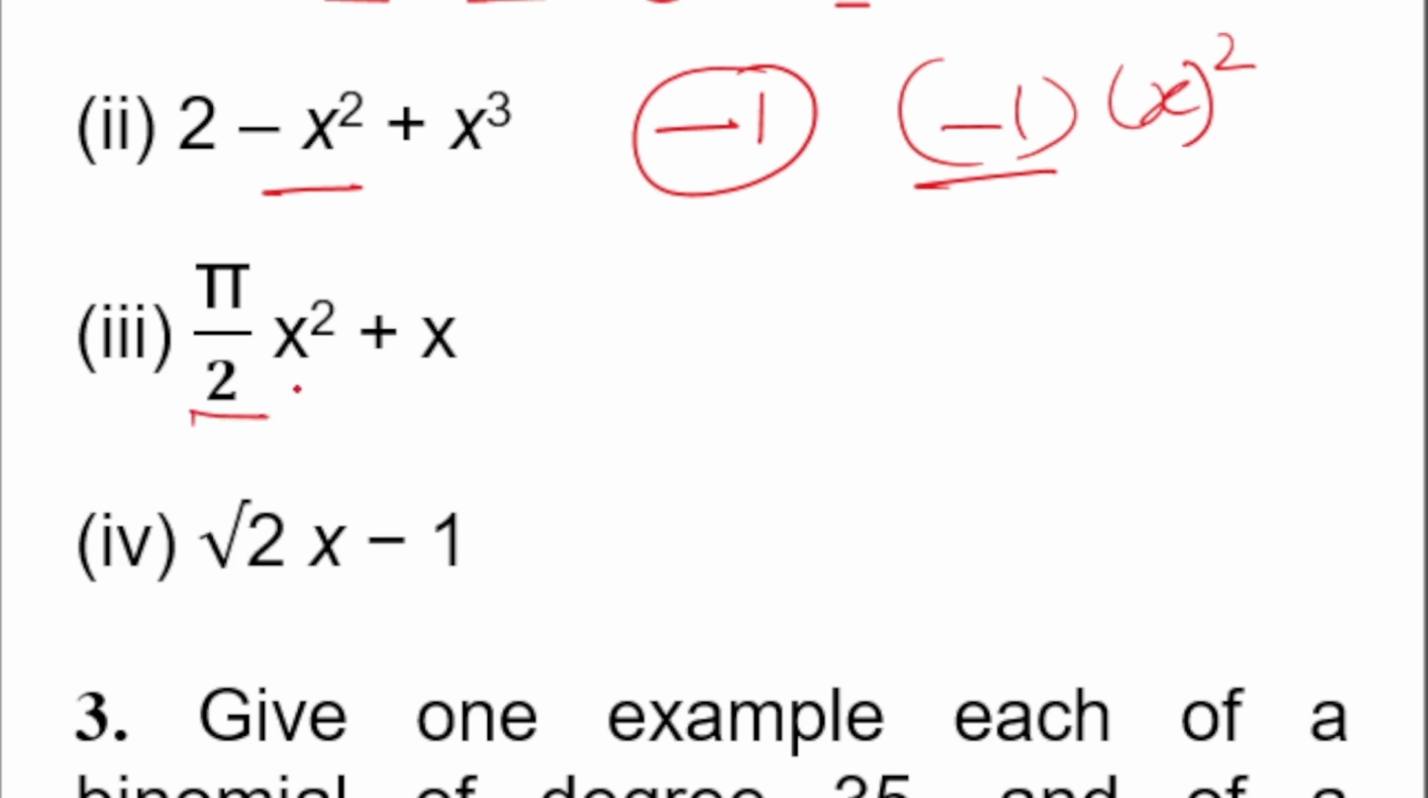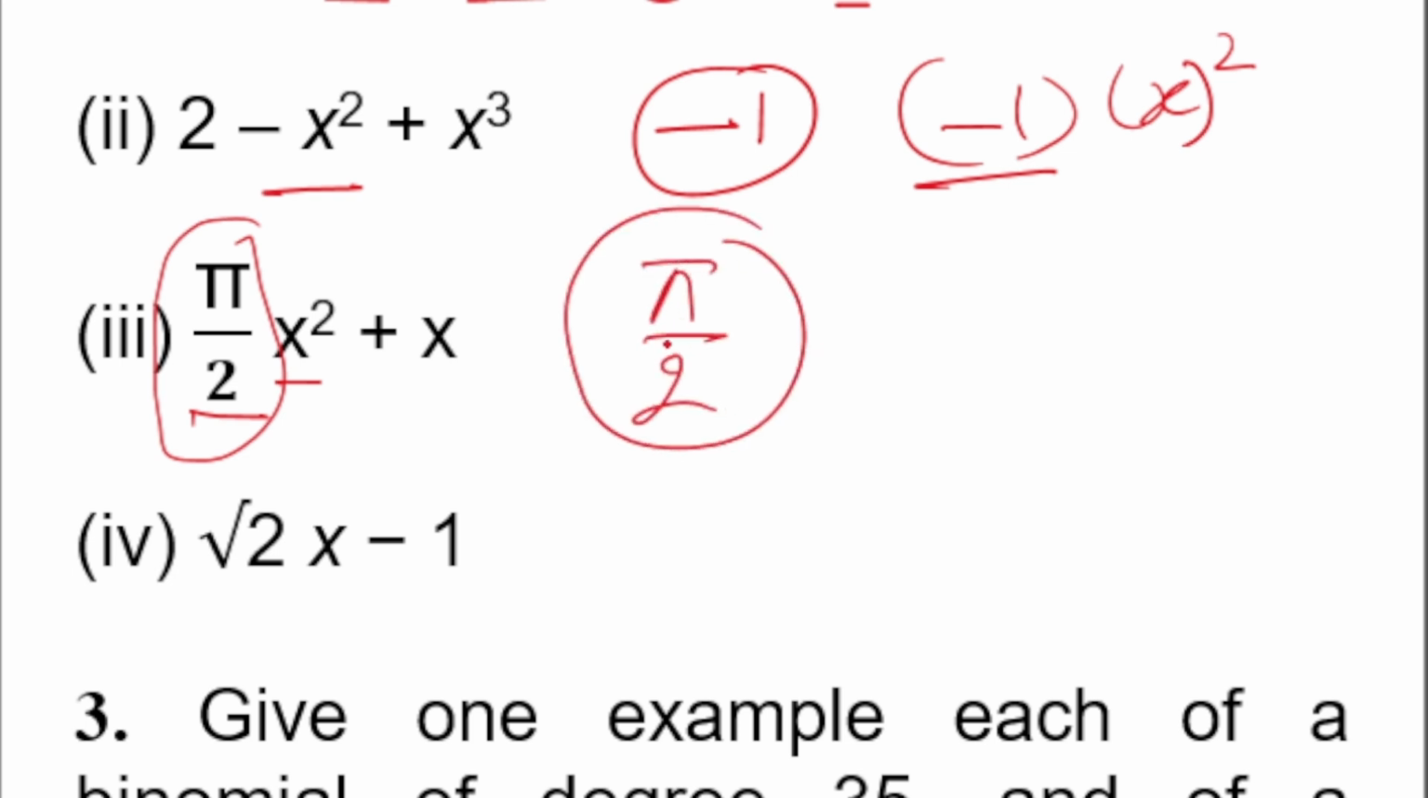This is pi by 2 and this is x squared. So this is the coefficient. That is, pi by 2 is the coefficient. And in this case, the coefficient is under root 2. But this is not x square. So this is not the coefficient of x square. That means the expression x square is missing in this case. This is under root x, no term which contains x square.